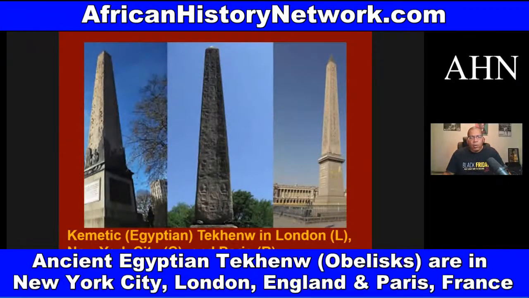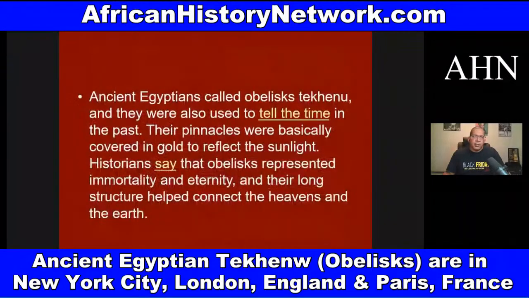There was a good article from face-to-faceafrica.com that deals with the Tekken and the Tekkenu in London and New York City and Paris, France, because these Tekkenu were taken throughout the world. Ancient Kemetic people called obelisks Tekkenu, and they were also used to tell time in the past. Their pinnacles were basically covered in gold to reflect the sunlight. Historians say obelisks represented immortality and eternity.